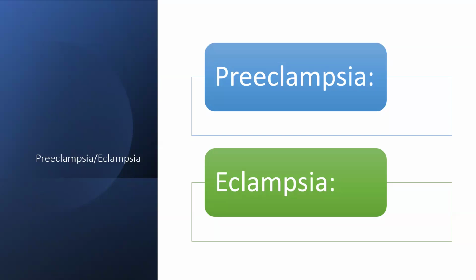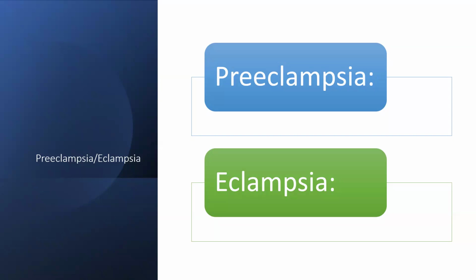It seems to affect between 5 and 8% of all births. The symptoms of preeclampsia would be headaches, blurry vision with or without dark spots in the vision, right upper quadrant abdominal pain, shortness of breath, swelling in the face, hands, or feet.